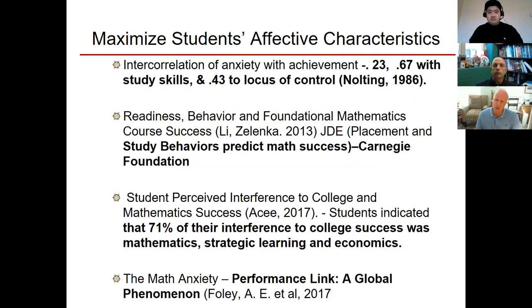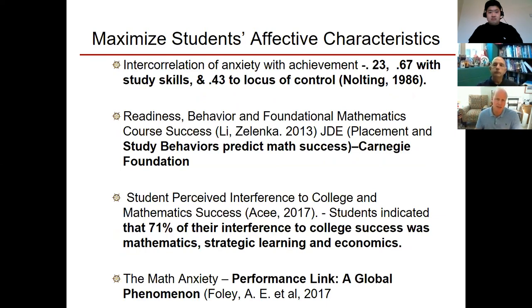Intercorrelations, I did this a long time ago, of anxiety, achievement, study skills, locus of control. What got me is they're all intercorrelated. You know, if you reduce anxiety, you improve study skills. If you improve study skills, you reduce anxiety. If you get more locus of control, which is more self-efficacy, basically study skills becomes more successful and anxiety goes down. So what we're getting at is looking at all these different areas here, and hitting a few.